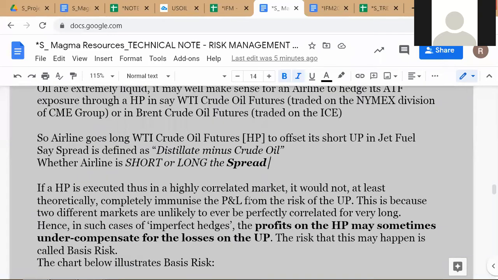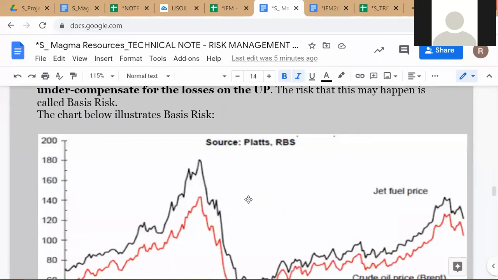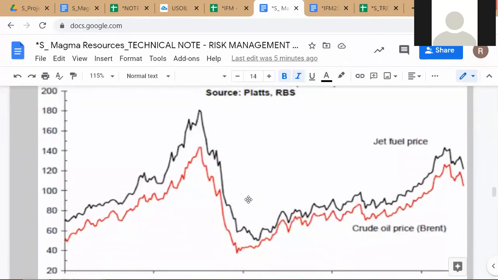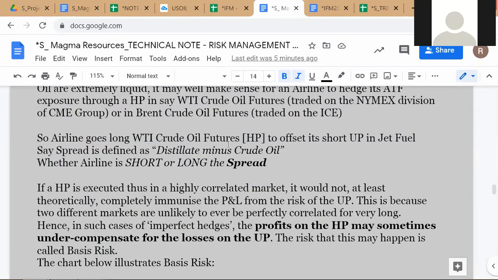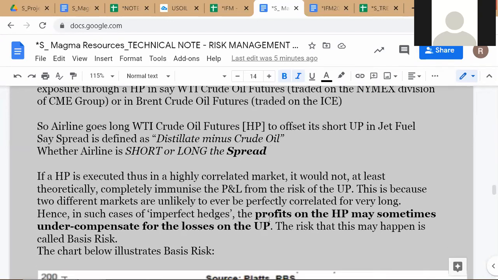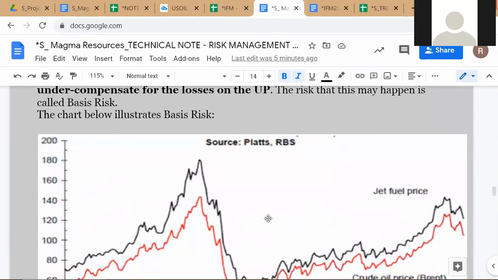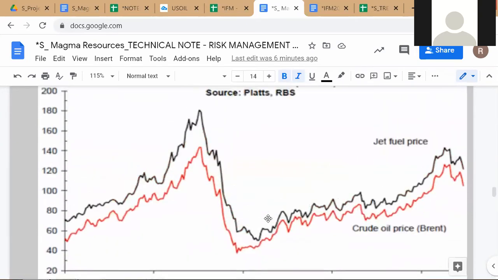Okay. You notice something else. In the case of the refinery, what happens? Let's again go back to the refinery, and let's assume that we have defined the spread like this: distillate minus crude. So in the case of the refinery, what is happening? Is the refinery long the spread or short the spread? Anybody has any ideas while I take a sip of water? Sir, long the spread. Very good. Long. Okay, very good.